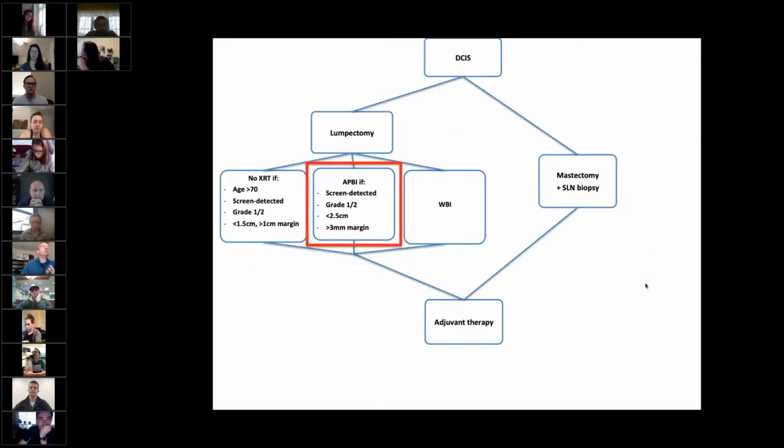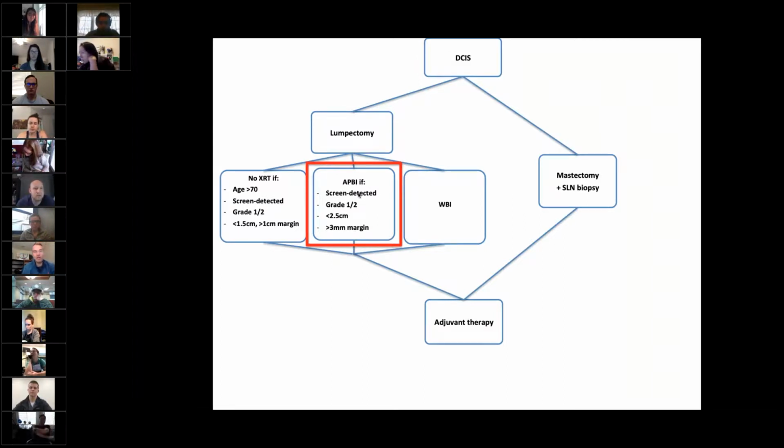All right, who can get accelerated partial breast irradiation? This is a little more advanced. You probably don't need to know this to be perfectly honest, but I just wanted to cover it. So per the NCCN guidelines, these are the people that can get accelerated partial breast irradiation. So it has to be screen detected. So Sheckman, any idea what that means? Screen detected, why does that matter? It means you don't feel a lump. This is just found purely on imaging.